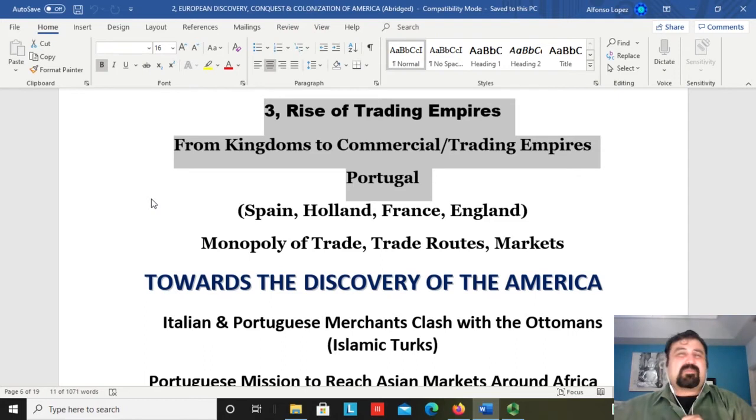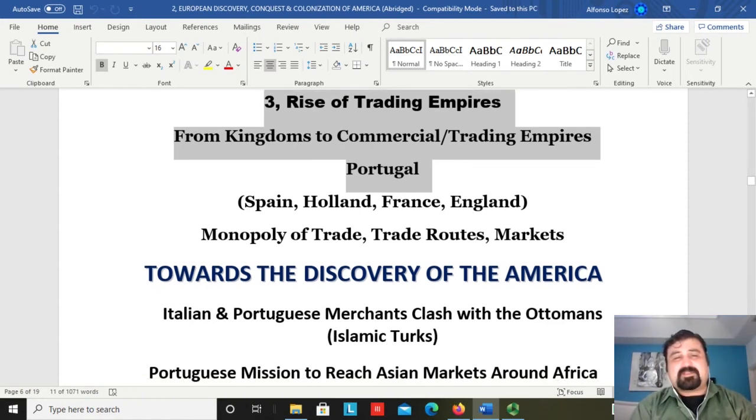That started out with Portugal in the 1400s and 1500s, but as we move forward in time, in the 1700s, we're going to see Spain coming in, also dominating aspects of international trade, along with Holland, France, and England. Those are going to be the primary trading empires that will rise to prominence and will be able to dominate significant regions of the globe in this process.